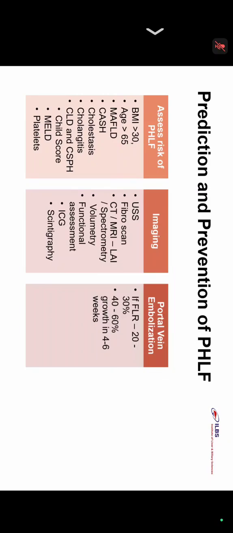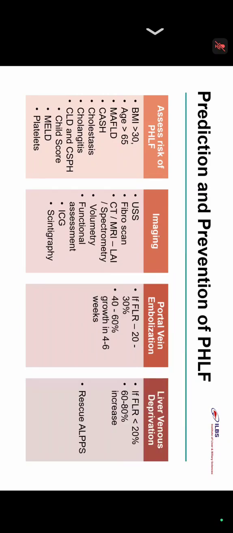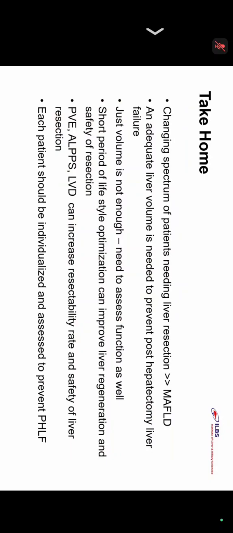Then portal vein embolization, ALPPS, and liver venous deprivation, as we've gone through, will help in optimizing these patients as well. Okay, so this is just to summarize. There is a changing spectrum of patient. There are more patients with MAFLD coming through for liver resection. We need to have adequate volumes in order to prevent failure.